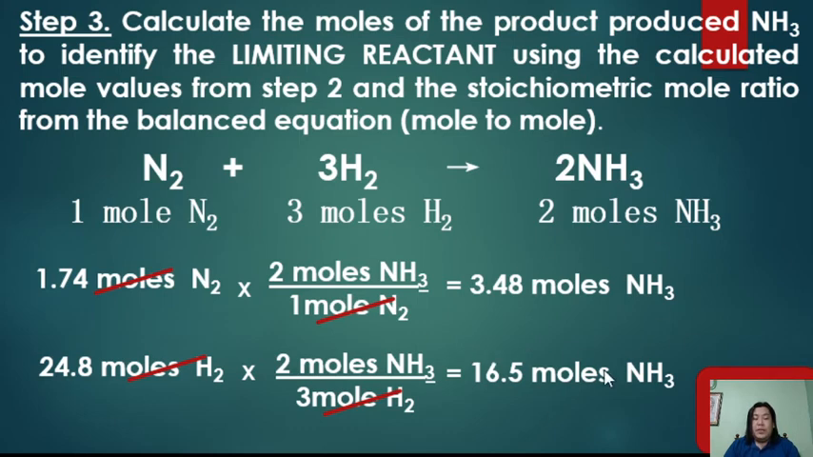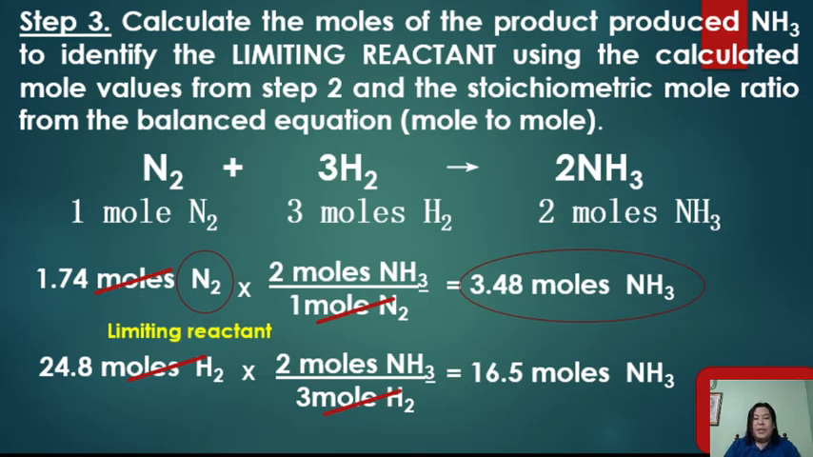So from this step 3, you can now identify the limiting reactant. The limiting reactant is usually the smallest computed mole value that you got. So comparing 3.48 moles of ammonia to 16.5 moles of ammonia produced, the lesser one is the one that you will choose. And what substance is the limiting reactant? Which one limited the production to 3.48 moles of ammonia? And that is nitrogen gas. So therefore, nitrogen gas is your limiting reactant.